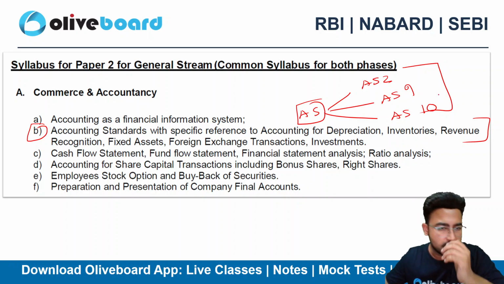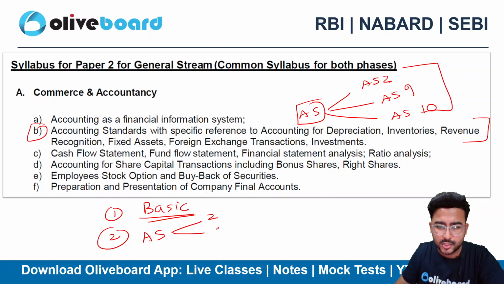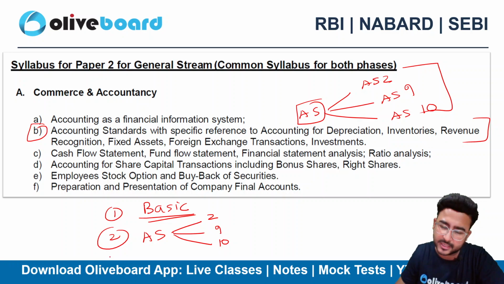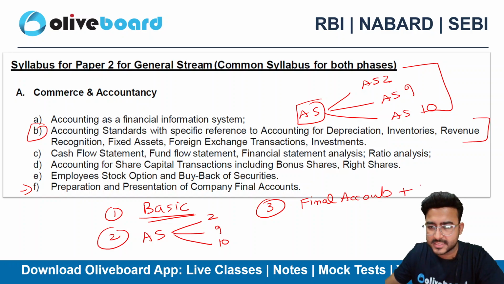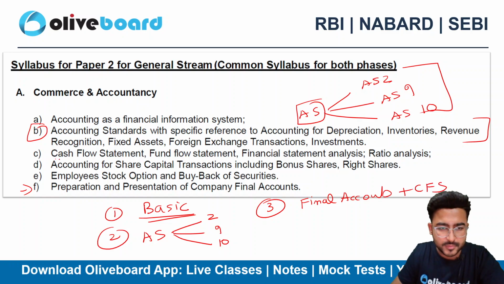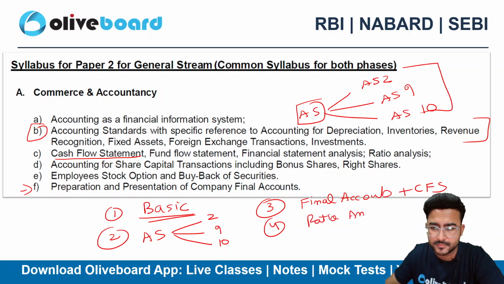Once you are done with them, the first thing you need to do here is basics. So पहली चीज आप क्या करोगे? Basic. Then you'll be moving to accounting standards, accounting standard 2, accounting standard 9 and accounting standard 10. Once you are done with these accounting standards, I will advise you to switch to preparation and presentation of final accounts plus cash flow statement, which is written here in the C part, right? After that, you can move to the ratio analysis and financial statement analysis.